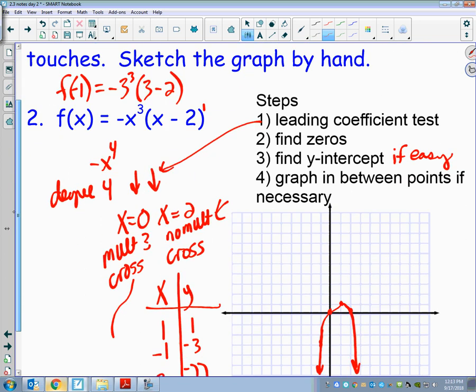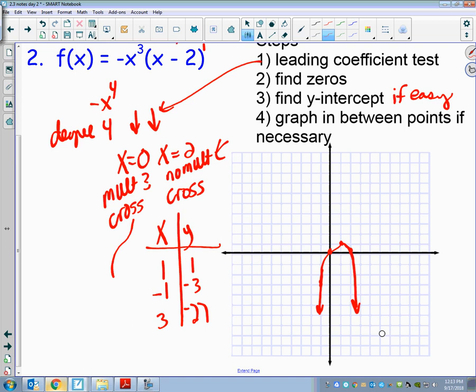Domain and range of these: the domain should be all real numbers. Because this is both pointing down, the range would not be.